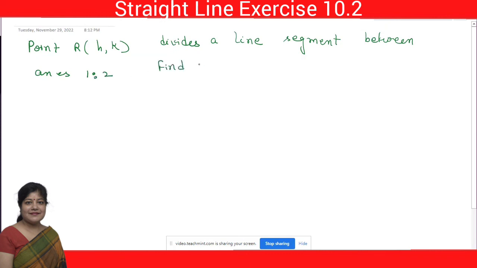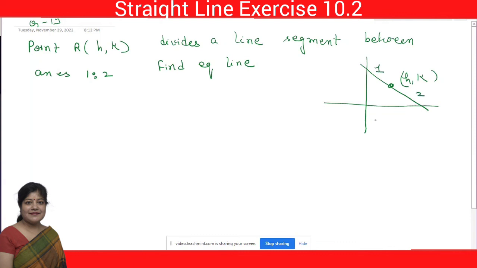Listen, we can do it in the same manner. We just draw the figure again. Now this is a line. It cuts the axes, but the point H, K is not the midpoint. It divides in the ratio 1 is to 2. So if I take this point, it becomes x comma 0 as x1, y1. And here it is x2, y2 as 0 comma y.